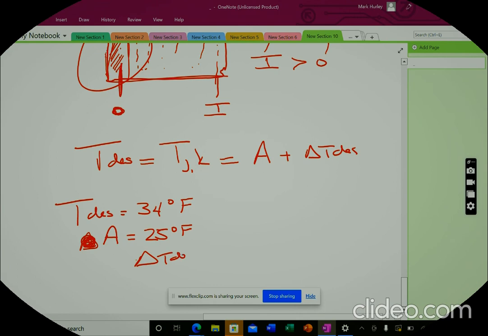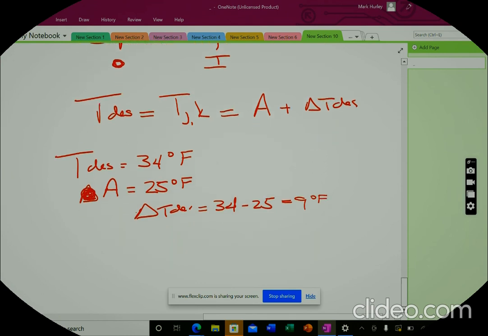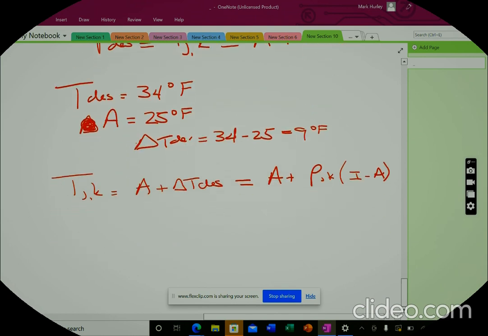Therefore, our delta T design in this case would be 34 minus 25, which is 9 degrees Celsius. So using this original equation, we can write T_slab equals A plus delta T design, which equals A plus P times (I minus A). Using this formula now, we can cancel out the A, and we're left with delta T design equals P times (I minus A).